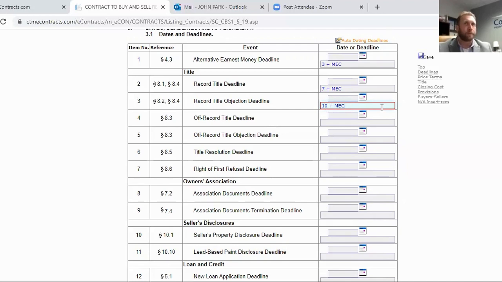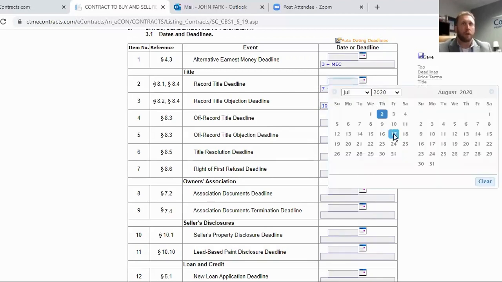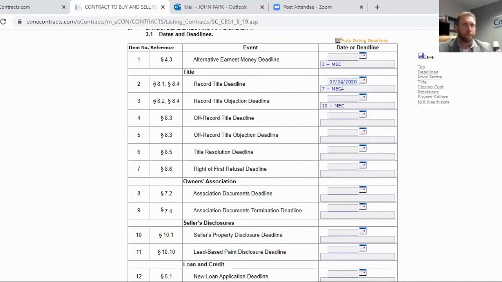Now, if you're doing your actual contract, you could click here and find the date. So you click on that calendar icon, it will give you that. So 7 days from now, you could just put in the date, you could eliminate this. But for the sake of this class, we're just going to do just the MEC so that you guys can learn the timeline. Okay, next one. So off record matters again. I'm doing 7 on presenting, 10 days on objection.